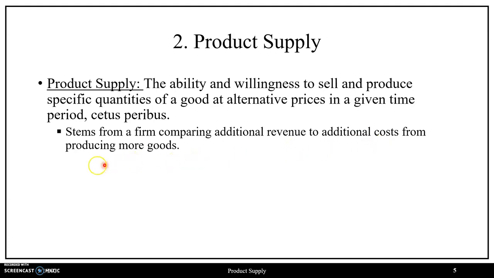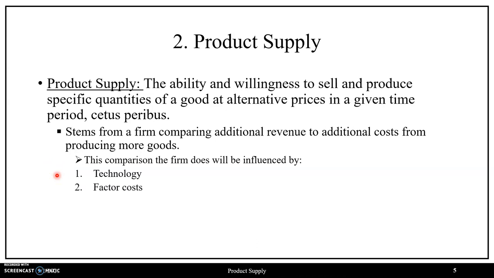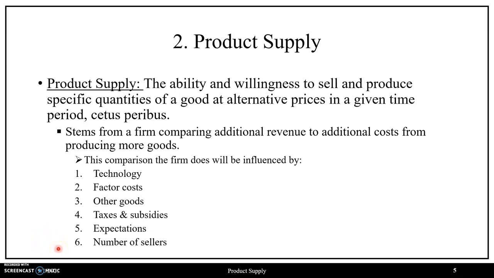And in terms of this comparison that the firm does, in terms of comparing additional money flowing in versus additional money flowing out, it will be influenced by factors such as technology in terms of how well a firm can use advances in technology to produce goods and services, factor costs in terms of how much it costs to use a unit of labor and capital to produce a good or service, the price of other goods in that particular firm's portfolio of goods and services that they produce, costs incurred by paying taxes to the government or a reduction in costs that the firm incurs due to the government helping them with subsidies, how a firm perceives the price of their good to be in the future, affecting their decisions today, and lastly, the quantity of sellers in a particular product market.